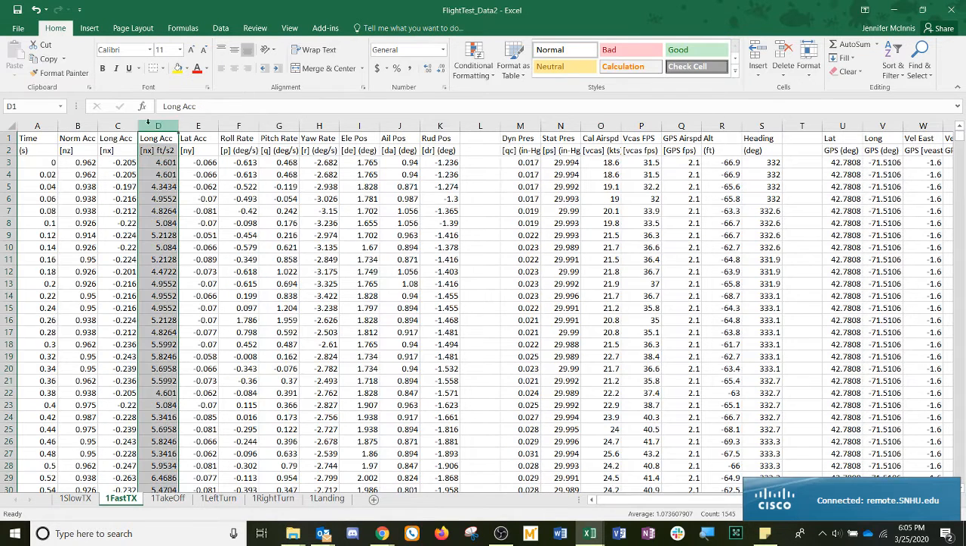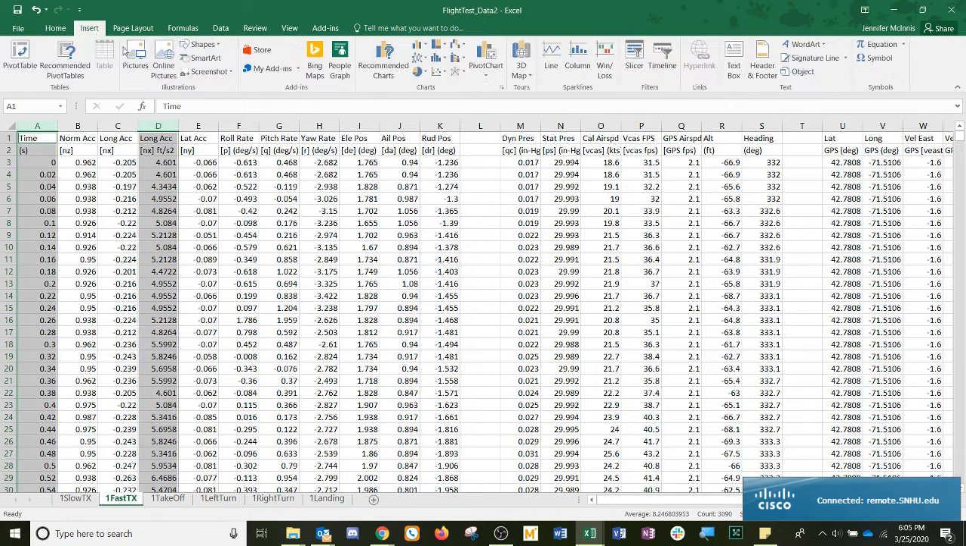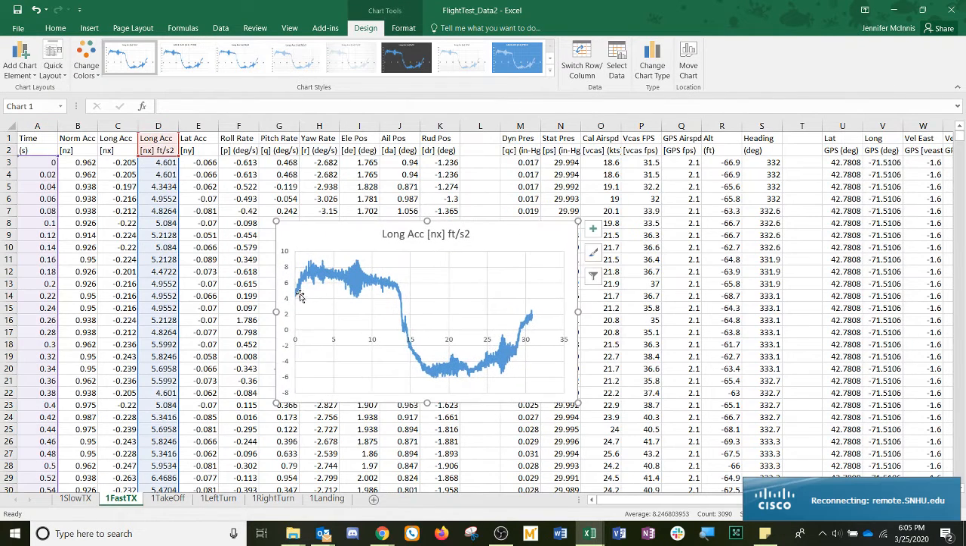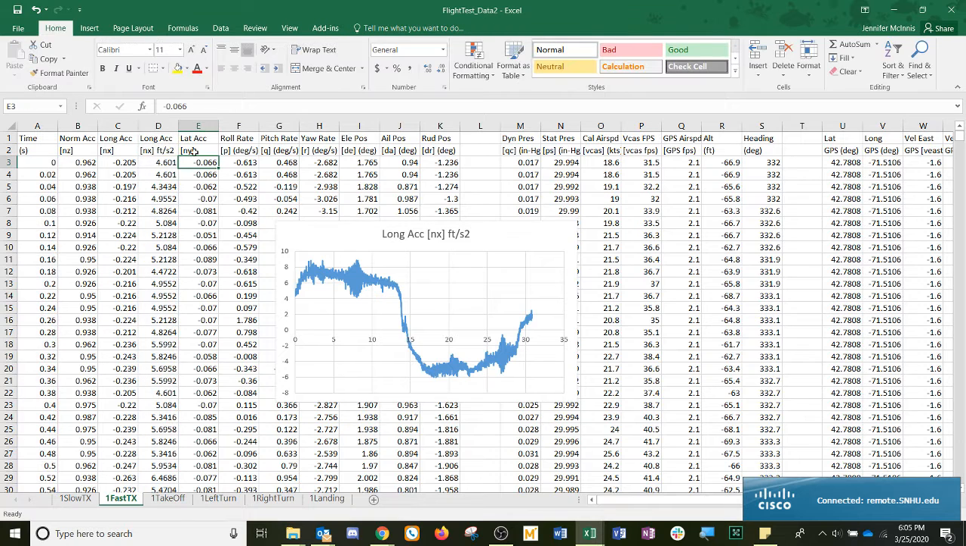So as I plot this, it still makes sense, right? I have a nice constant acceleration. I have a nice constant braking force. So I want you to think about what that is and make sure you're using the same bias in both. It is unlikely that the same accelerometer has different bias.